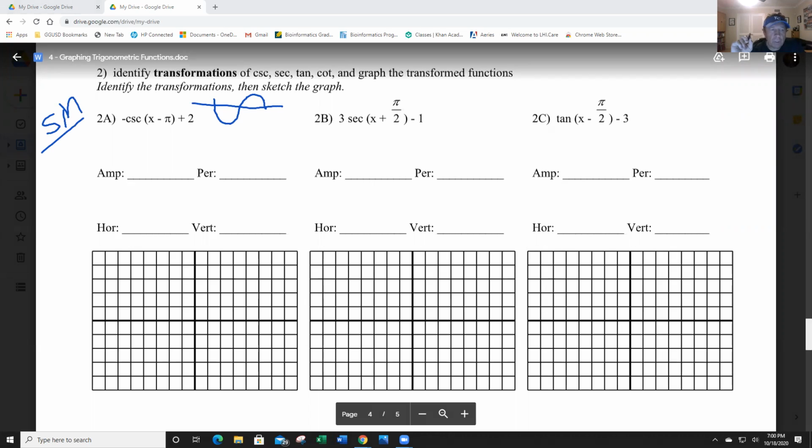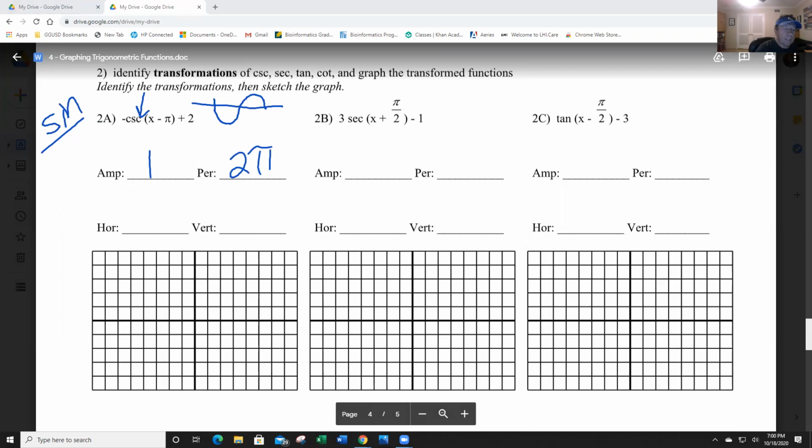The amplitude, this doesn't really have an amplitude, but what I'm going to do first is draw the sine graph as the structure. So I'll go ahead and list it. The amplitude is 1. The period on this is going to be 2 pi. Again, it's 2 pi divided by that number right there, which is 1.